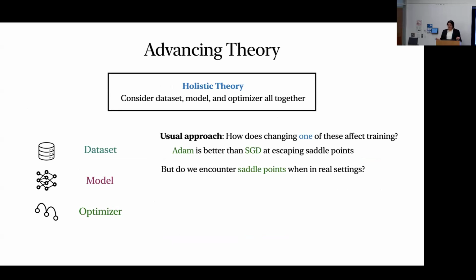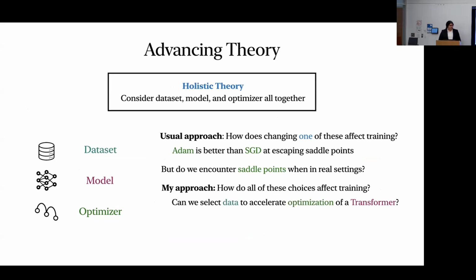But we might ask, do we actually encounter saddle points if we're training a transformer on text data, for example, or on multimodal data? So this question is hard to answer. So my approach is to instead ask something like, how do all of these choices together affect training? Rather than just switching out one thing, I say, can we select data to accelerate the optimization of a transformer under Adam, for example? The ideal outcome of this type of theory is that we could design a pipeline that will induce the behaviors that we actually want, some qualitative behaviors like the ability to reason.